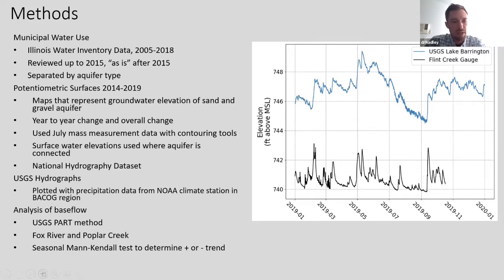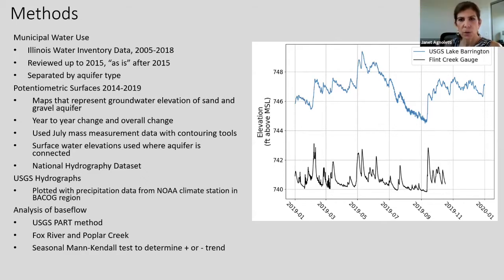And we did that analysis on Fox River and Poplar Creek, and we used a seasonal Mann-Kendall test to determine if there's a positive or negative trend in base flow. So basically just to determine, is base flow increasing or is it decreasing?